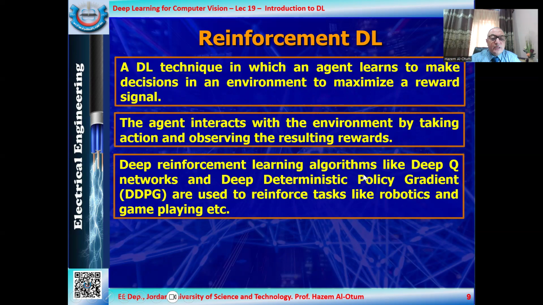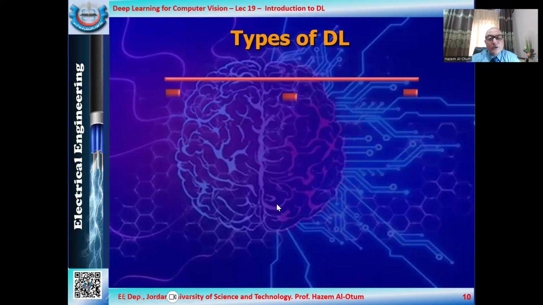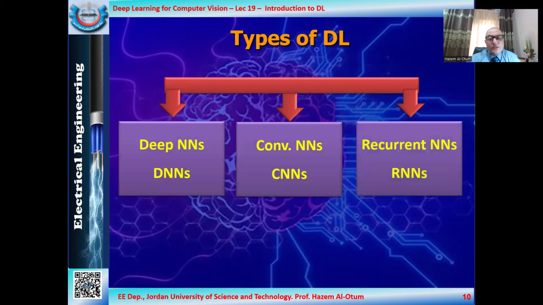Now we can find deep Q networks, as with machine learning Q networks, and deep deterministic policy gradient, DDPG. These things can be used for today's applications in robotics, in game playing software, etc. So we can now describe three main types of DL: deep neural networks, DNNs, convolutional neural networks, CNNs or sometimes DCNNs, and recurrent neural networks, RNNs, deep RNNs.